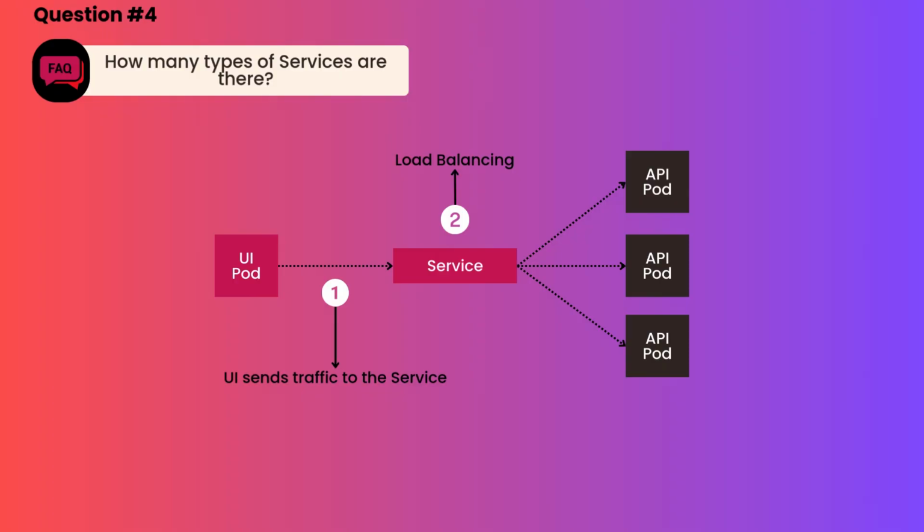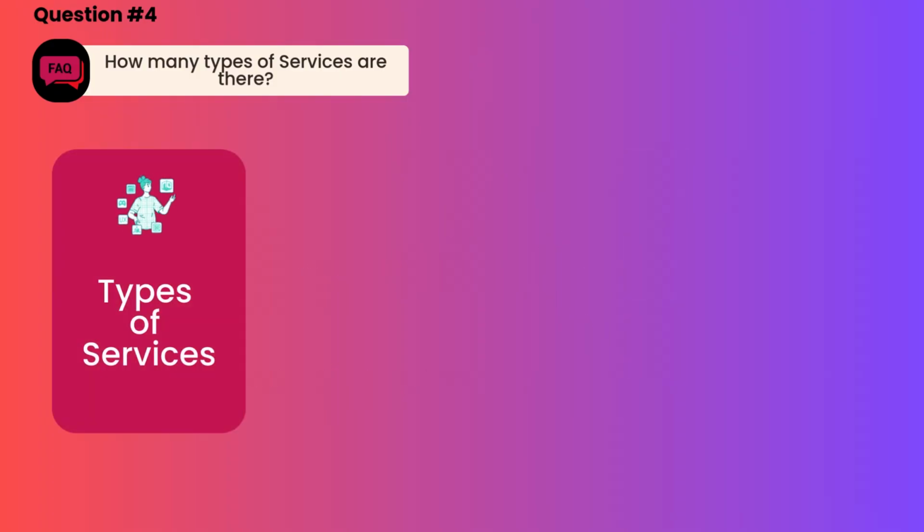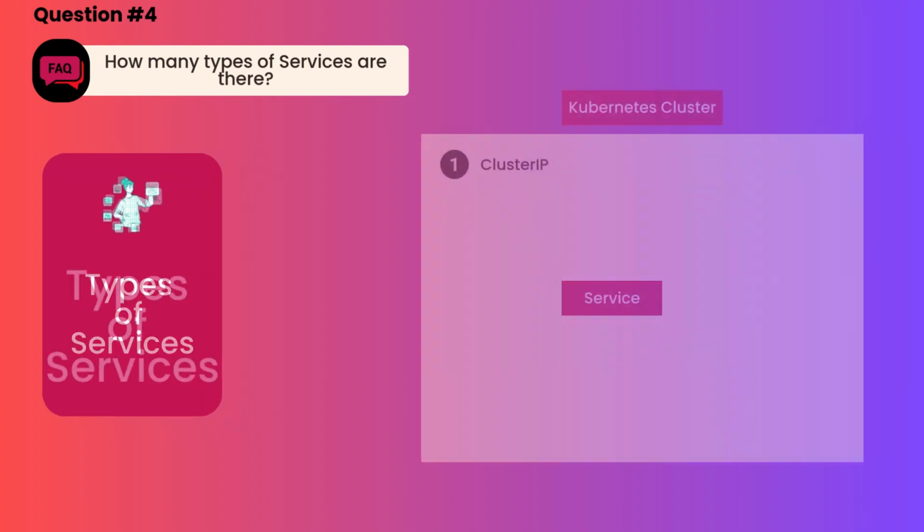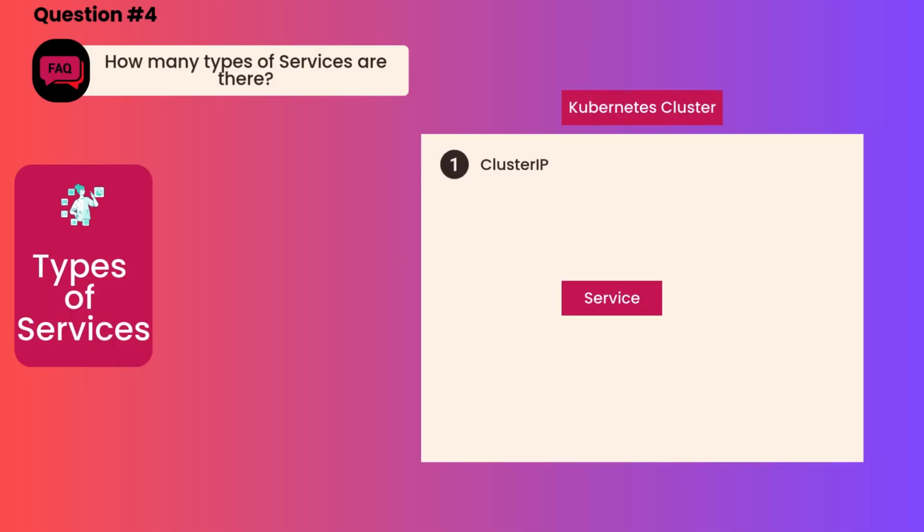Coming to the second part of the question, how many types of services are there in Kubernetes? We have 4 types. Number 1, ClusterIP, meaning the service is assigned a private IP address. Here private means this IP address is accessible within the cluster. We use ClusterIP for applications which must be private, I mean the applications which should not be exposed to the outside world.